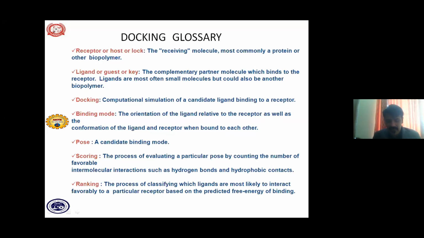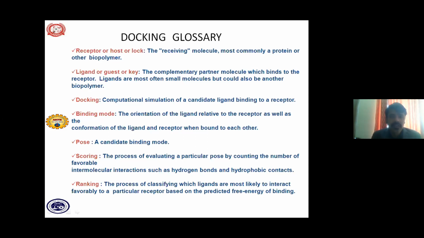First is the receptor, also called the host, also called the lock. This is the receiving molecule where your ligand or drug comes and binds. It is the most commonly used term. You can find a receptor structure in different kinds of databases like the Protein Data Bank. You can always download a structure from there to work on your receptor. I'm going to show you a little practical after, when my case study starts.